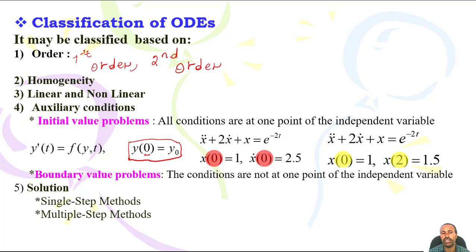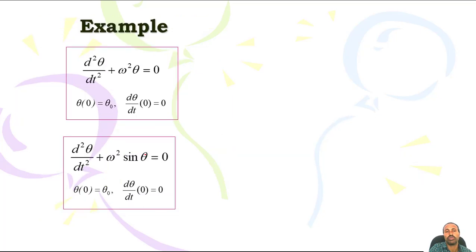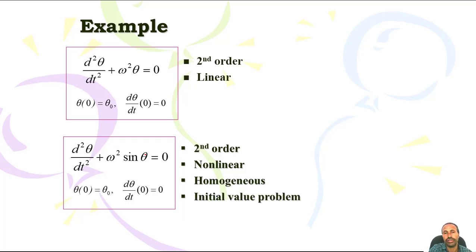And single step method and multi-step method are also a category for the solution. As an example, we can see d square theta over dt square plus omega square theta is equal to 0. Theta of 0 is equal to theta naught, which is the initial condition, and d theta by dt at 0 is 0. Then we can have second order and third order differential equations.